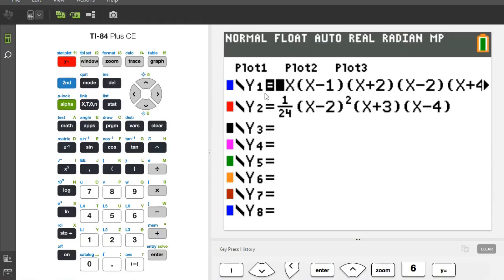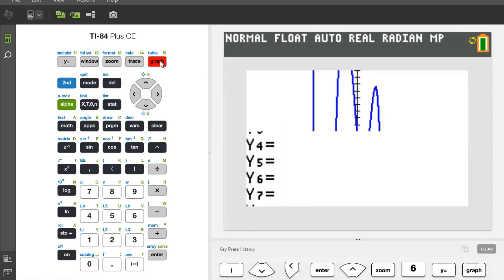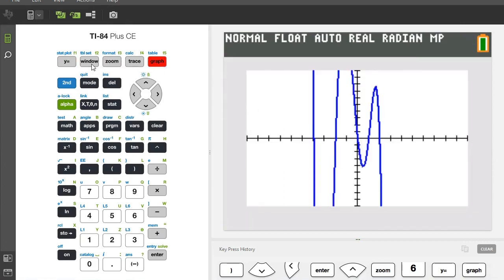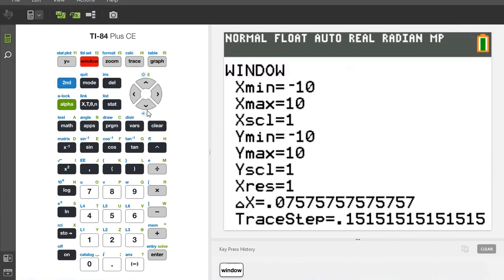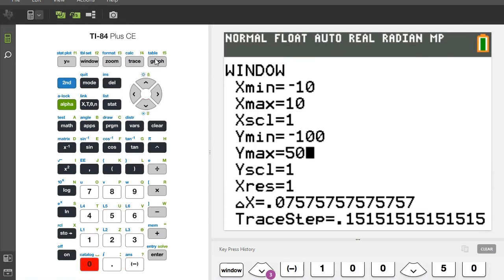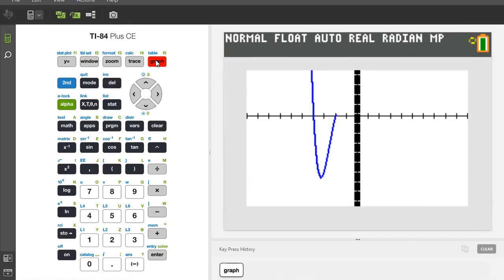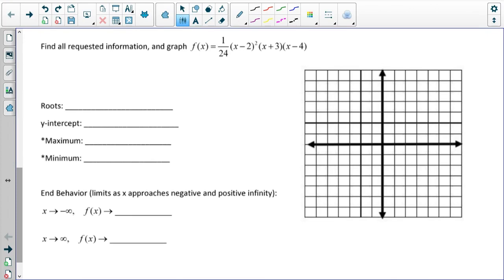Quickly, let's review some things about the TI. If I graph this first equation on the TI, I'm going to have to change my window in order to see anything. It appears that the x values are good, but I would have to change my y values quite a bit in order to be able to see everything effectively on the graph, like where the low and high points would be. So if I look at this, I realize that my roots are at 2, -3, and 4. So (2, 0), (-3, 0), and (4, 0) are my roots.